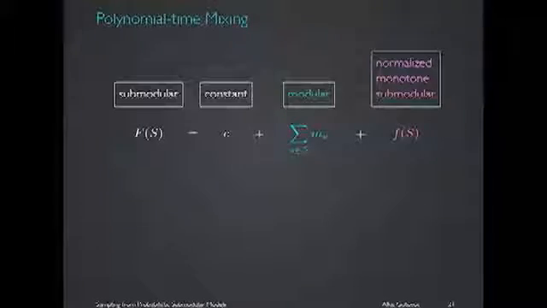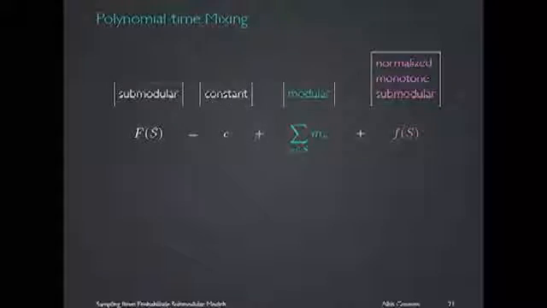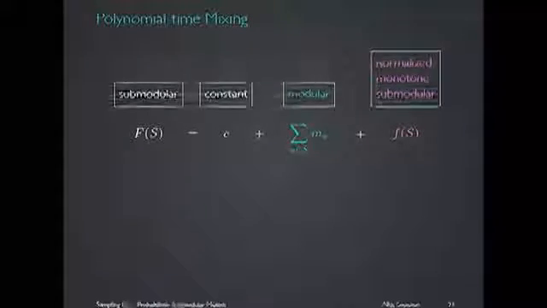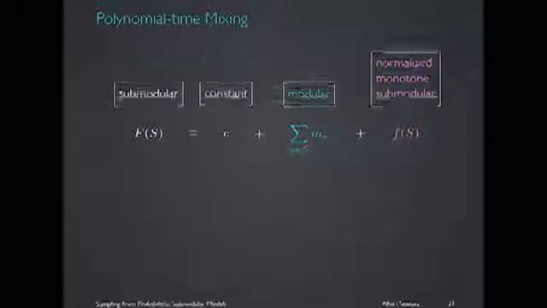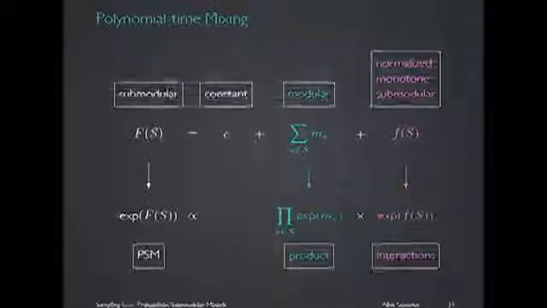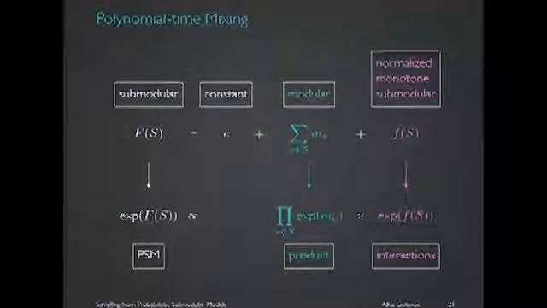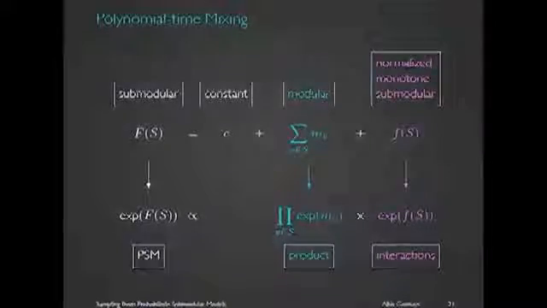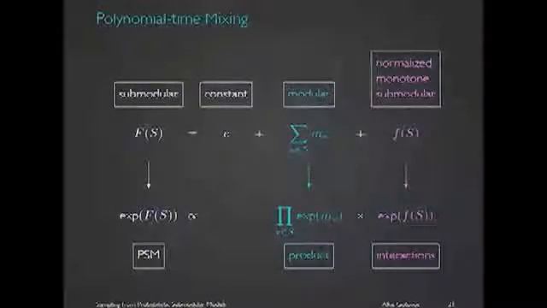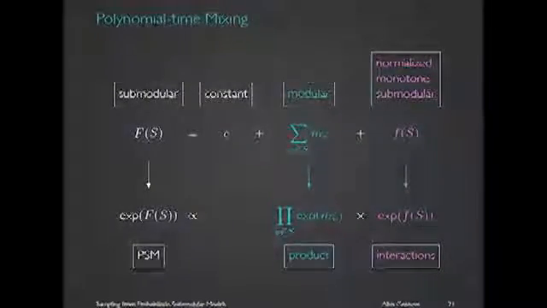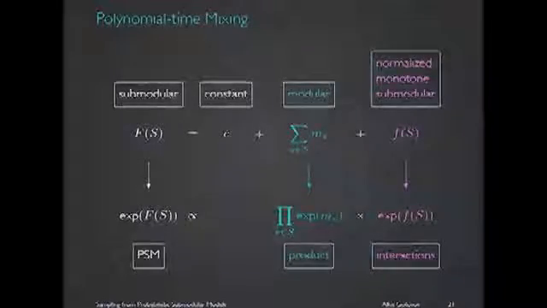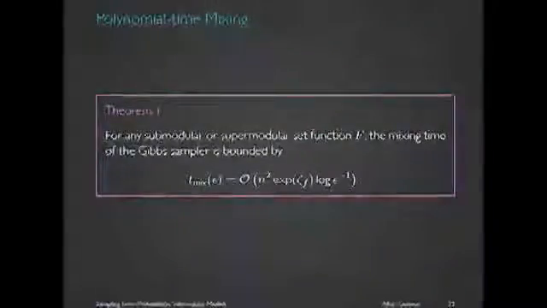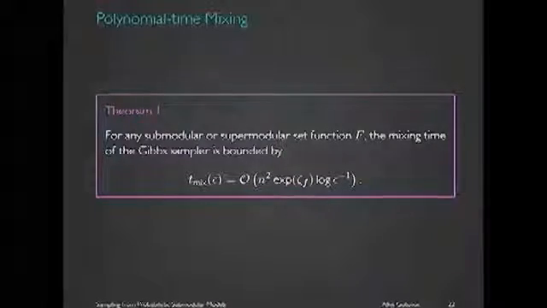Now secondly, you can take any submodular or supermodular function and decompose it into a constant term, a modular term, and a normalized monotone submodular term. If you look at what this means in terms of the distribution, it just means that the PSM can be written as a product of a factor term and an interaction term, a term that contains all interactions between elements. Okay, now we can get to our first theorem of the paper, where we use both these things.